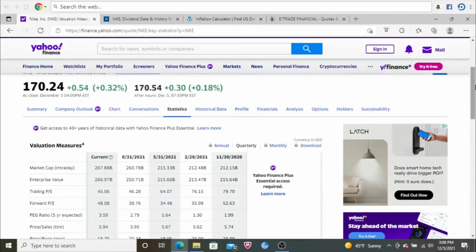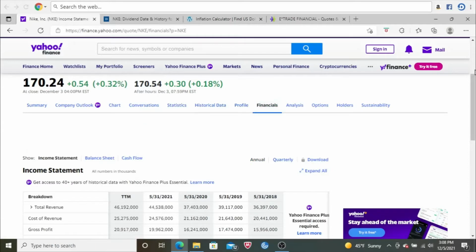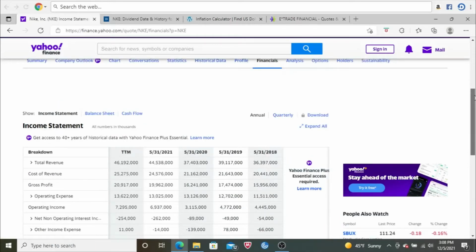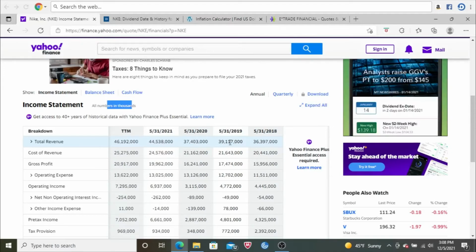And coming up, go to financials. And right here, we're on the income statement, looking at yearly numbers. And keep in mind, all numbers are in thousands. So what I want to look for here is the revenue. And I want to see the revenue increasing every single year, ideally. And we can see an increase here in 2019.